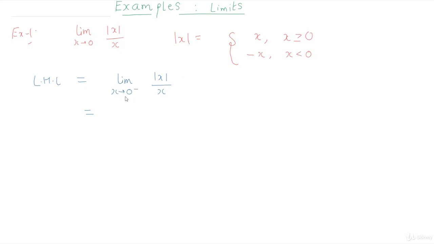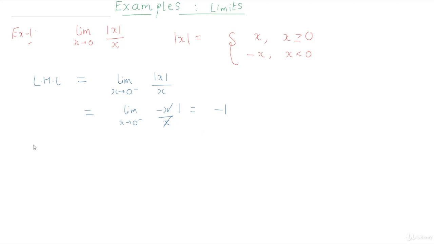Now since x is negative here, it's approaching 0 but it is negative, so this mod x will open as minus x. So we can easily write this as minus x over x. Now since x is not equal to 0, these terms get cancelled and this limit will be equal to minus 1. So the left hand limit will be equal to minus 1.